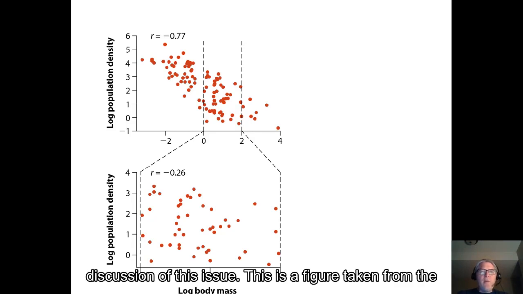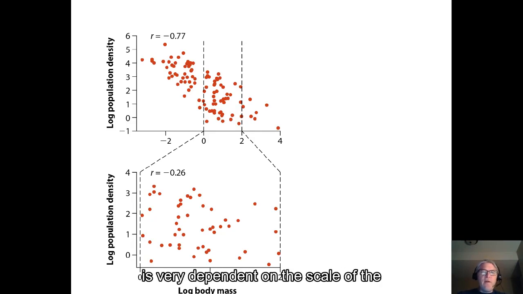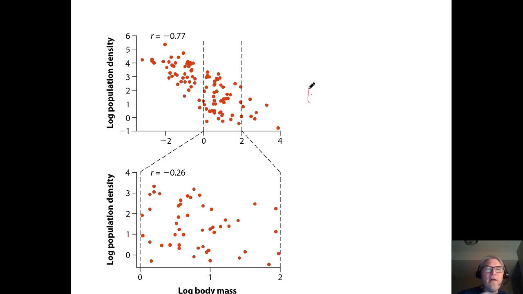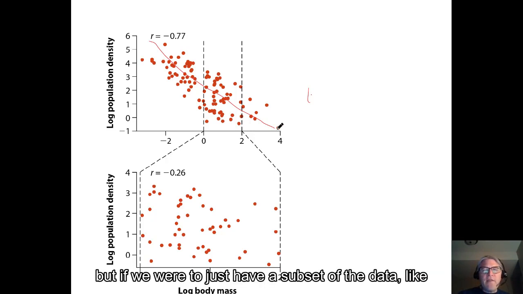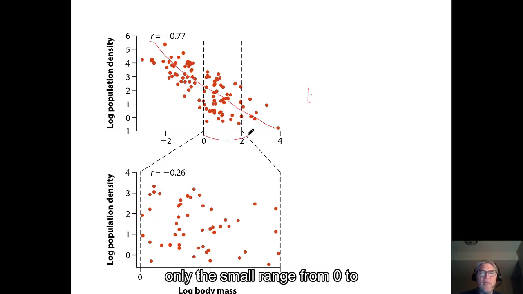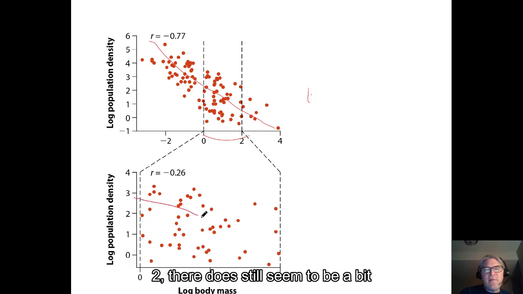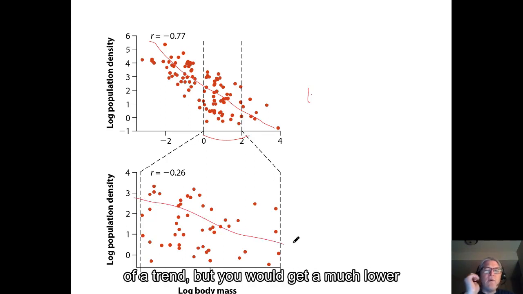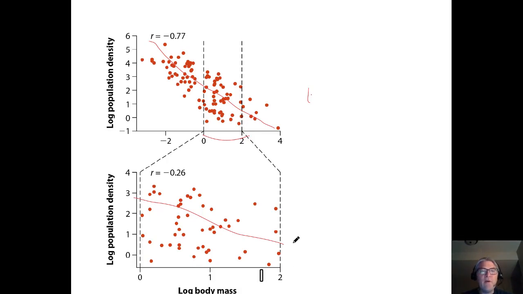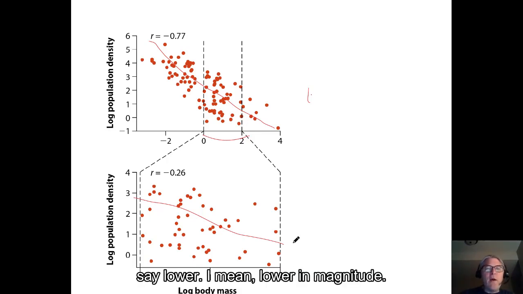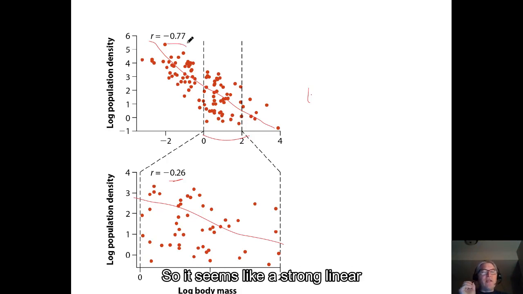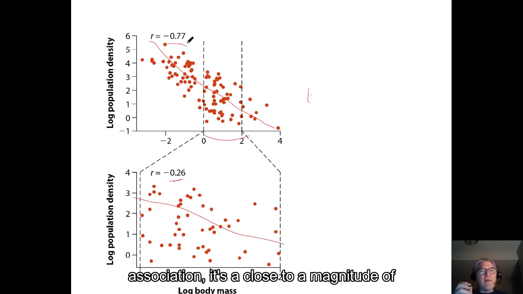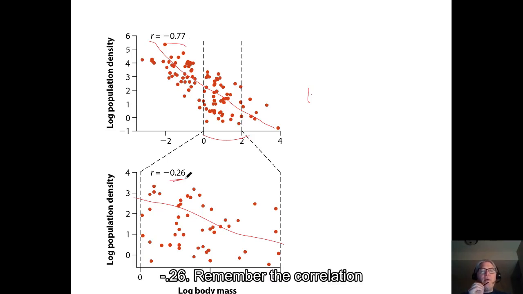This is a figure taken from the book of the fact that correlation is very dependent on the scale of the variables. So here we have a full data set, and it seems like there's a good linear relationship here. But if we were to just have a subset of the data, like only in a small range from 0 to 2, there does still seem to be a bit of a trend, but you would get a much lower correlation coefficient. Remember the correlation coefficient, I say lower, I mean lower in magnitude. So here it's negative 0.77, so it seems like a strong linear association. It's close to a magnitude of 1, and here it's much lower, 0.26.